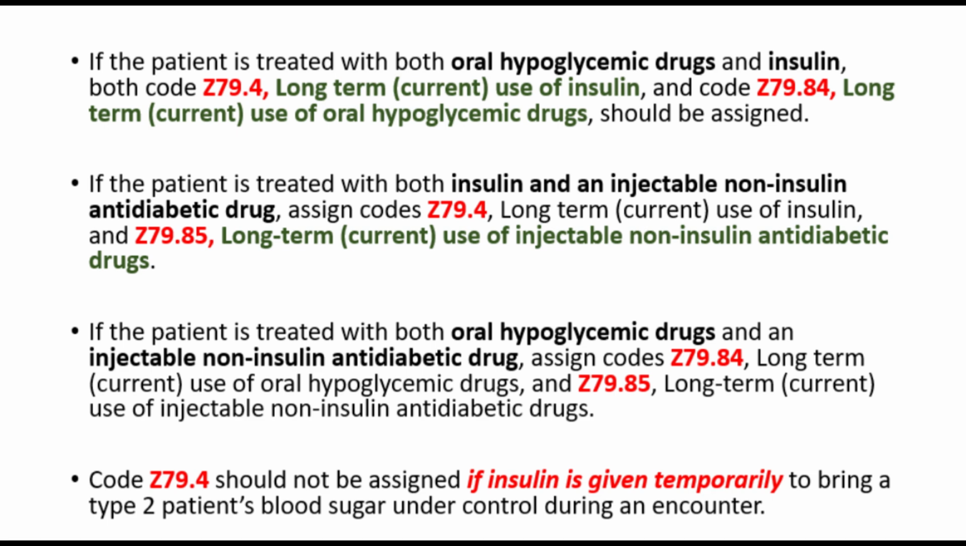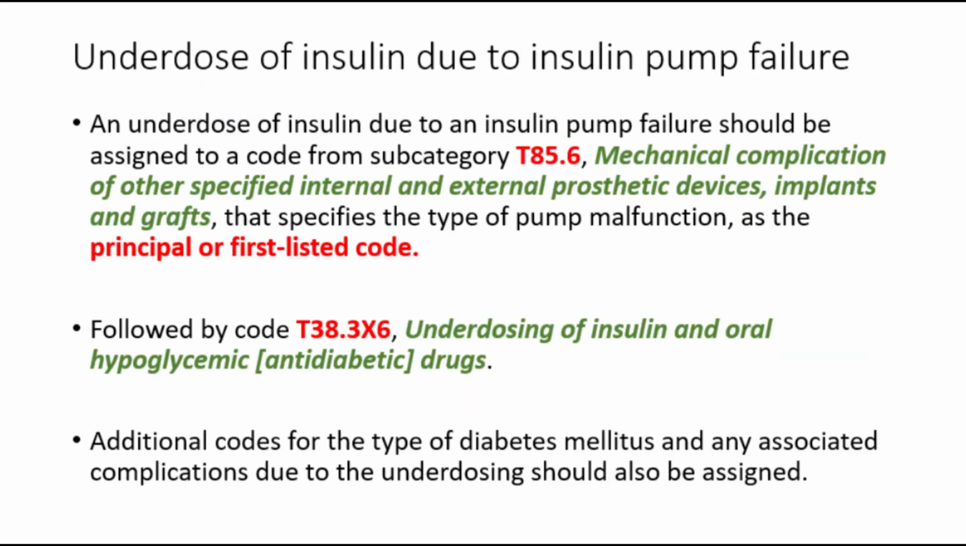Code Z79.4 should not be assigned if insulin is given temporarily to bring a type 2 patient's blood sugar under control during an encounter. An underdose of insulin due to an insulin pump failure should be assigned to a code from subcategory T85.6, mechanical complication of other specified internal and external prosthetic devices, implants and grafts, that specifies the type of pump malfunction as the principal or first listed code, followed by code T38.3x6, underdosing of insulin and oral hypoglycemic drugs. Additional codes for the type of diabetes mellitus and any associated complications due to the underdosing should also be assigned.